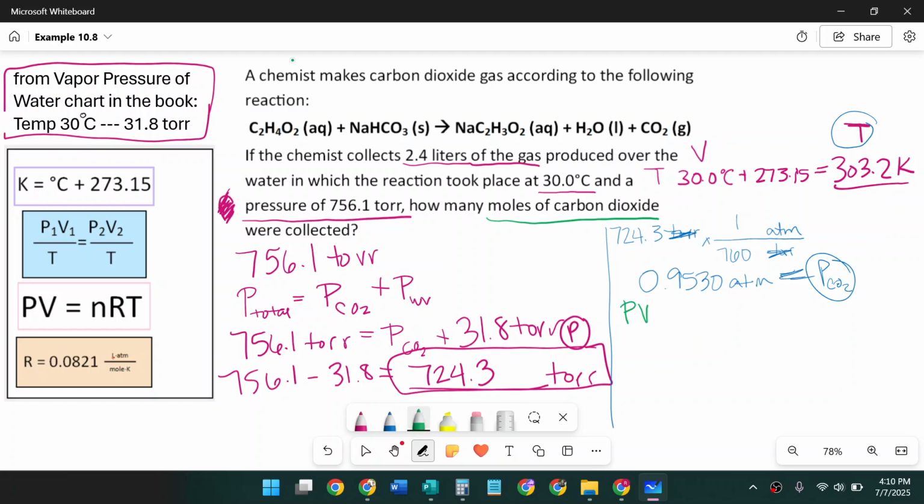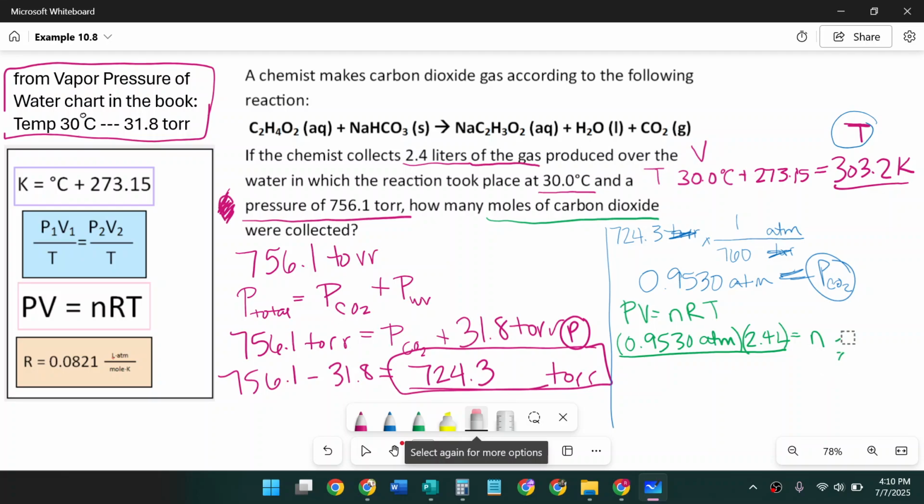So PV equals nRT. All right, let's find our P. That's 0.9530 ATM. And then times our volume, which is 2.4 liters. That equals n. And R and T would normally go right here, but I know I'm going to have to divide both sides by those. So I'm going to go ahead and divide both sides by those. It will cancel out the R and the T that were over here when we divide that side. The other side is where they will end up staying. So we're going to put R down here.